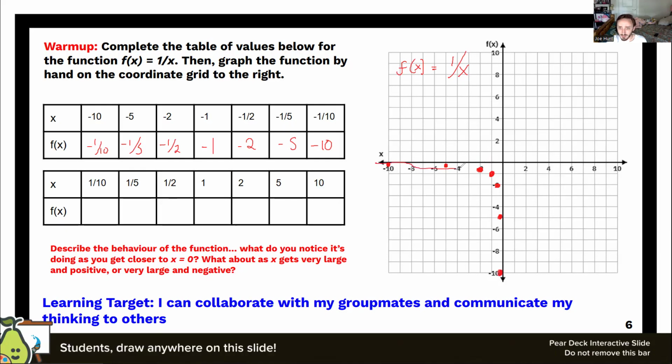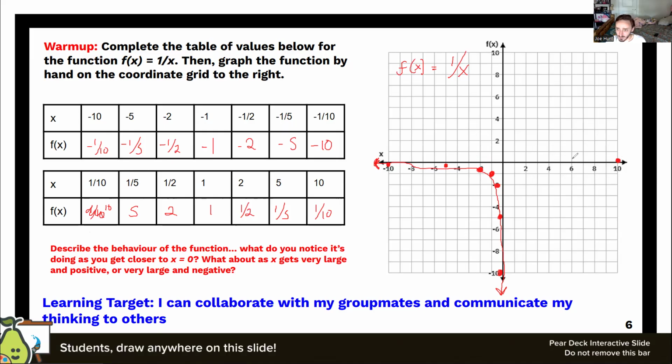So that's the first half of our graph here for this reciprocal function, right? The closer I get to x equals 0, the larger the values are in either the positive or the negative direction. And you'll see much the same thing here when I test the positive input. So when x equals 1/10 and I do 1 over 1/10, I'm going to get something like +10. If I do 1 over 1/5, I get +5. If I do 1 over 1/2, I get +2. If I do 1 over 1, that's 1. 1 over 2 is 1/2 or 0.5. 1 over 5 is 1/5 or 0.2. 1 over 10 is 1/10 or 0.1.